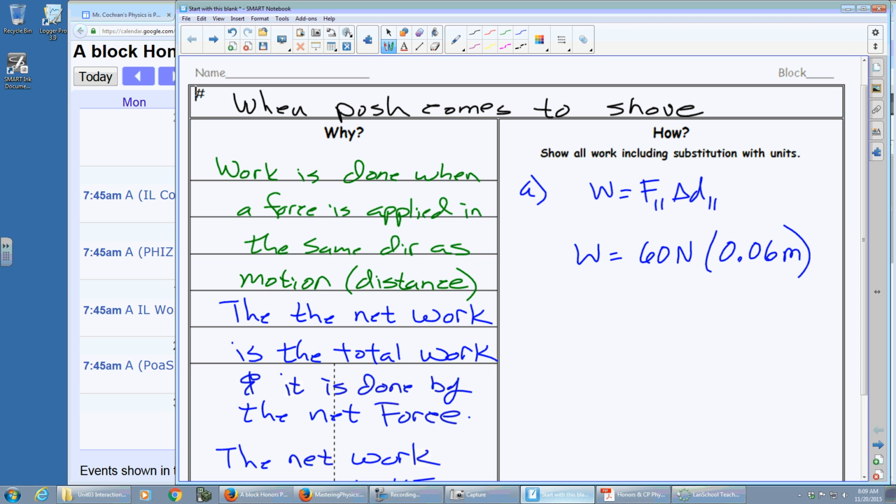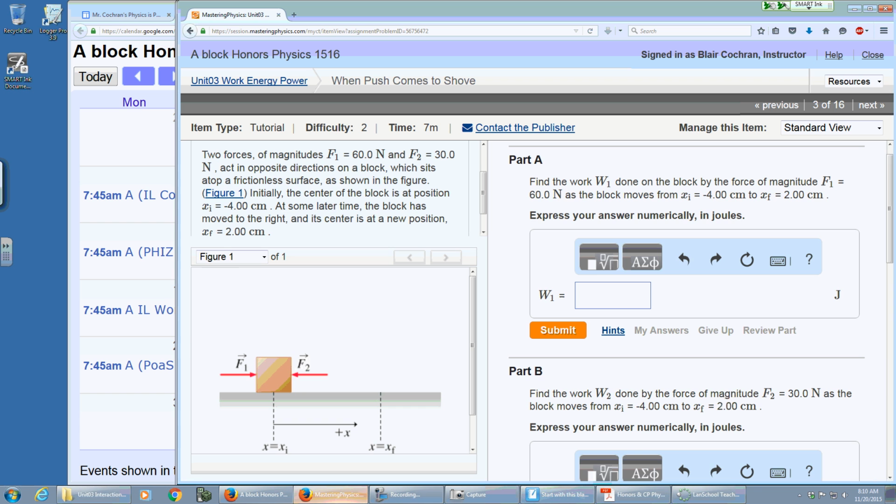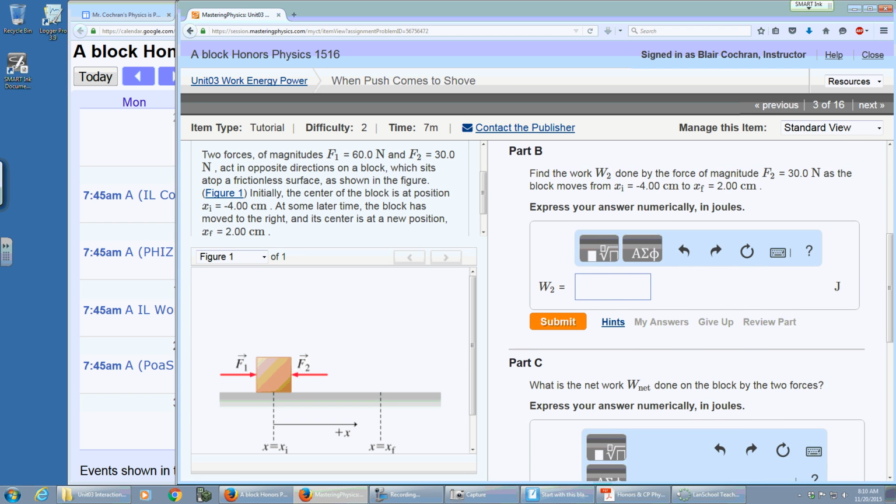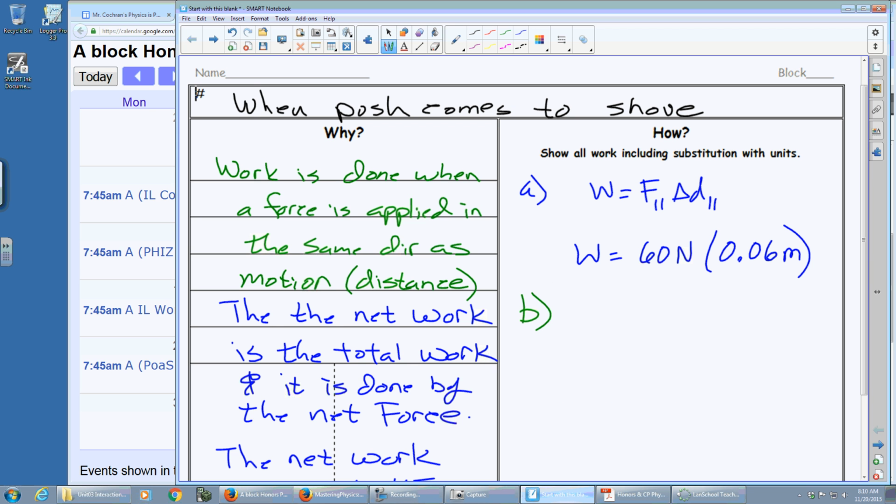And then I go on to part B. Of course, you do the math there. But part B has the same thing, but now the 30 newton force. So using the same formula.